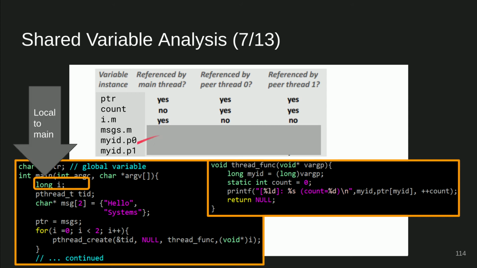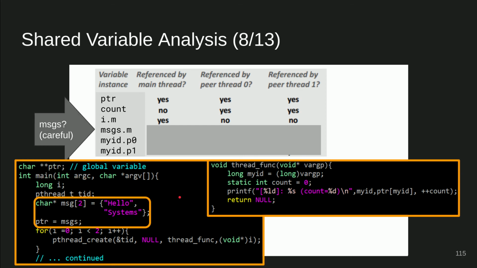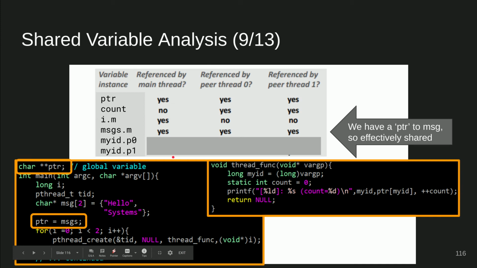Yes, so it's local to main, but our peer threads have no notion of what i is. Messages, how about this one? This one you have to be a little bit careful with, because here's messages, declared in main here. But then I'm also going to use this pointer to access and point it to the memory where messages is. So the answer for this one is yes for all three.